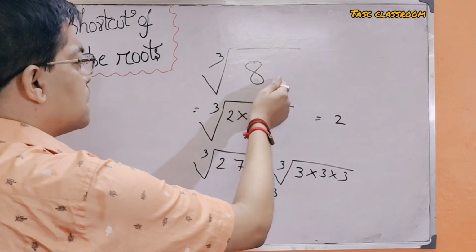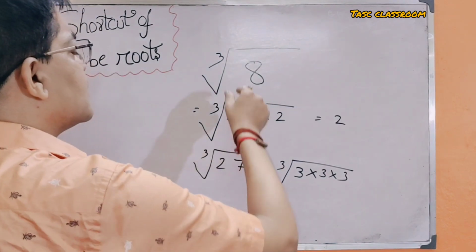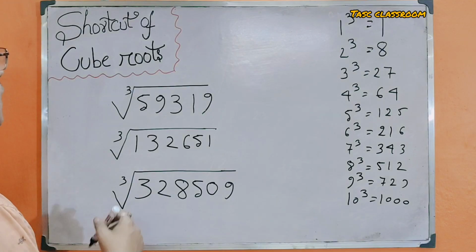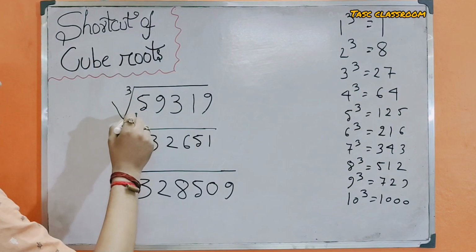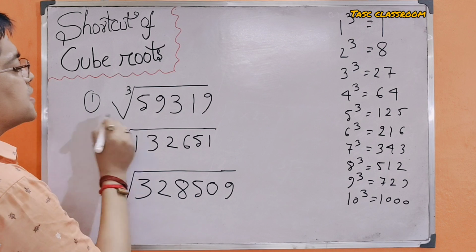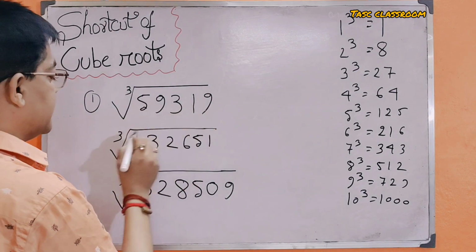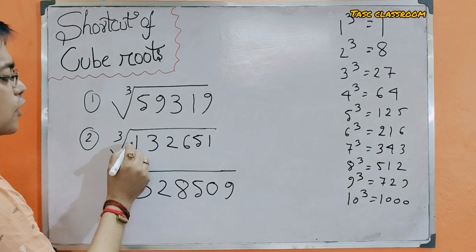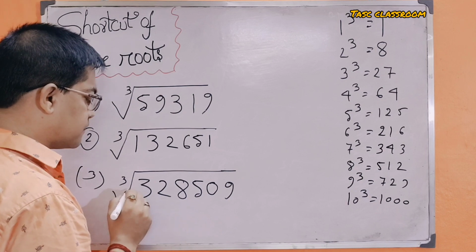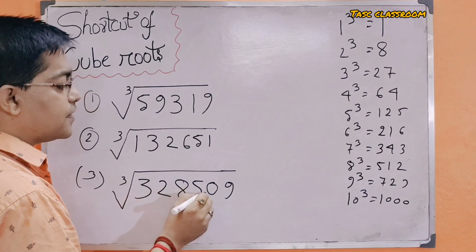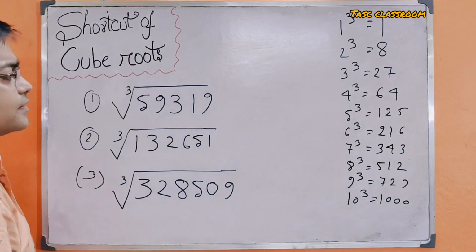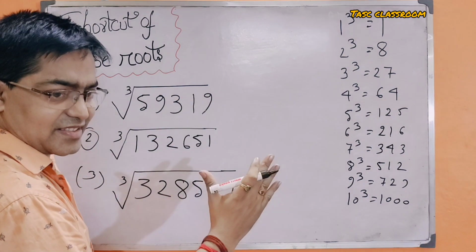I will put some examples to determine the cube roots in 3 seconds. Friends, I am showing the cube roots of some large numbers. Example 1, cube root of 59319. Example 2, cube root of 132651. Example 3, cube root of 328509. It will be done in 3 seconds.